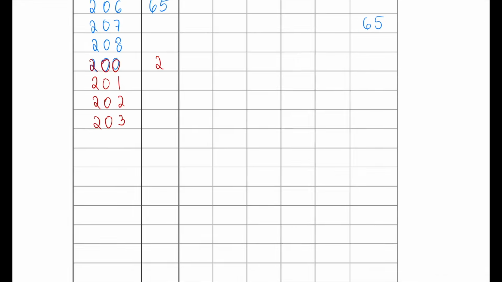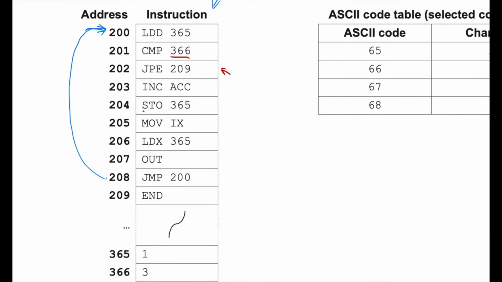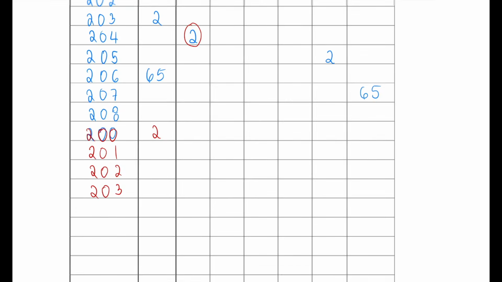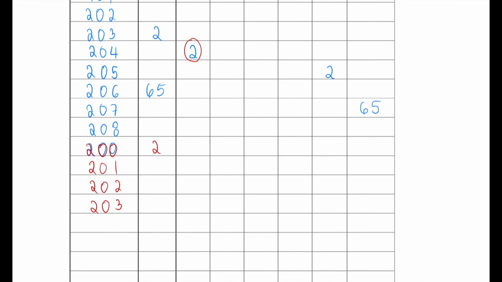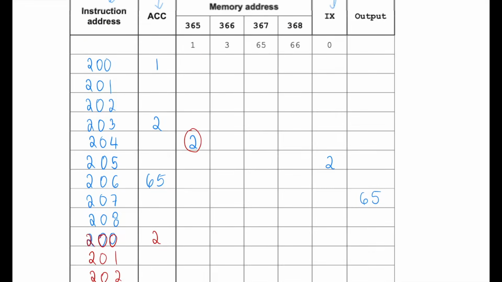Okay, so now moving on to line 203. So increment the accumulator. So right now in the accumulator, we've got 2. So we're just going to add 1 to that and we're going to get 3. Remember, this is the accumulator column.